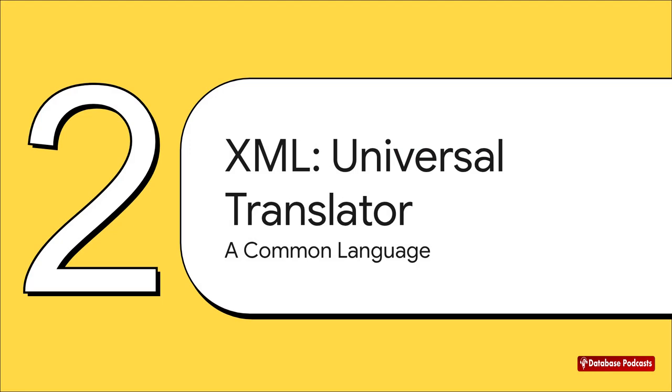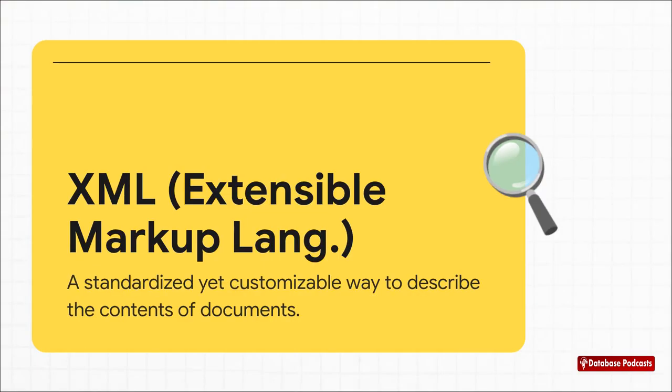And that's where our hero, so to speak, enters the story. To solve this huge data exchange problem, the tech world came up with a pretty brilliant solution: XML. XML stands for Extensible Markup Language, and it was designed from the ground up to be that universal translator. Now, the key thing to get here is that this wasn't about making web pages look pretty. That was HTML's job. Nope. XML was created to describe the data itself. It gave us a standard, but also a super customizable way to describe the structure and the content of pretty much any document you can think of.